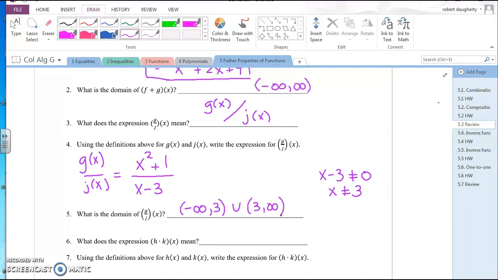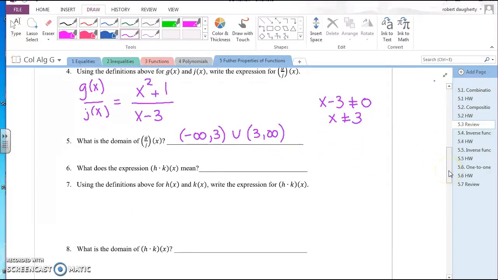What does h times k mean? Now keep in mind that's a closed dot. This is not composition, it's multiplication. This means h of x times k of x. So let's figure out what that is.